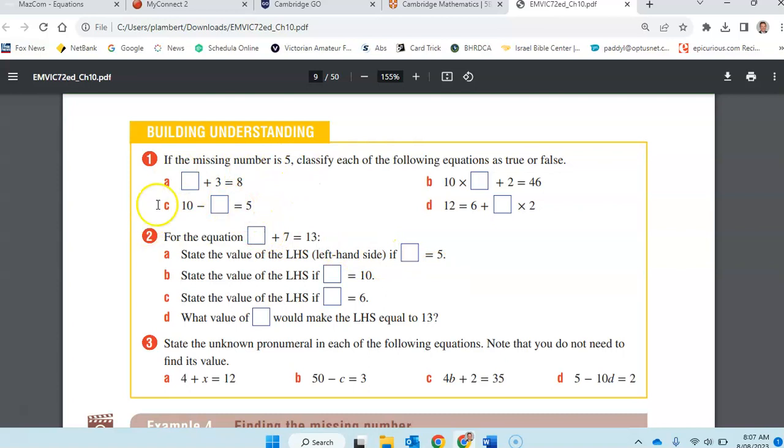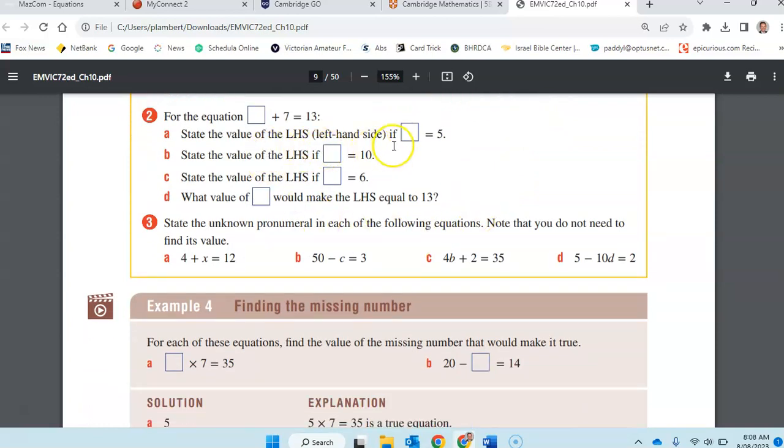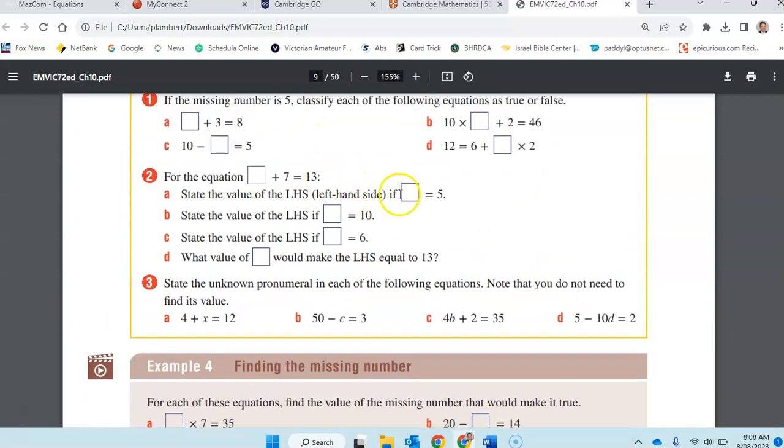If the missing number is 5, we know that 5 plus 3 will be 8, that's true. 10 times 5 is 50, plus 2 does not equal 46, so that's not true. 10 minus 5 equals 5, so that's true. And 12 equals 6 plus something, that would not be 5. 5 times 2 would be 10, so that would not be true. State the value of the left-hand side: if the unknown equals 5, 5 plus 7 would be 12, it would not be 13.